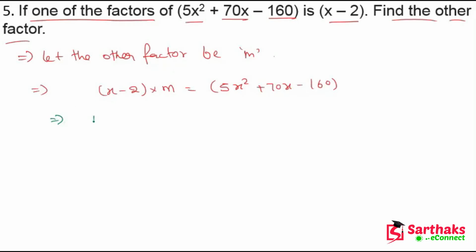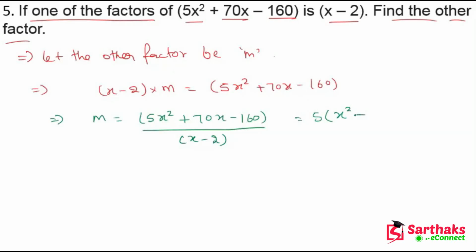So this will become like m is equal to 5x square plus 70x minus 160, and it is divided by x minus 2. Okay, yes. Now we are going to find the factors of this expression. So first of all we are taking 5 as a common. Here we get x square plus 14x minus 32, and it is divided by x minus 2.